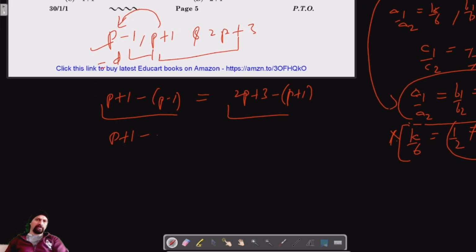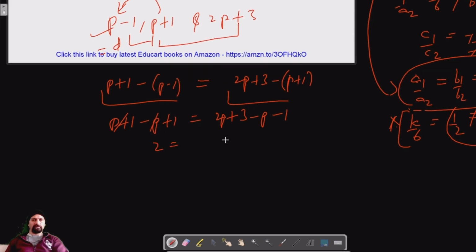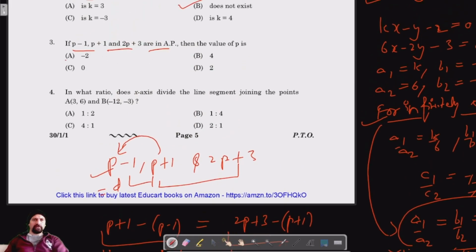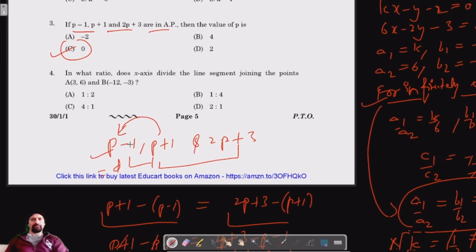So let me open up the bracket now, which will give us 2p plus 3 minus p minus 1. So p and p get cancelled, it's equal to 2, and it's 2p minus p is p, 3 minus 1 is 2, 2 and 2 get cancelled, so p is 0. So the value of p is 0 for which these terms should be in AP. So the correct answer is option C.